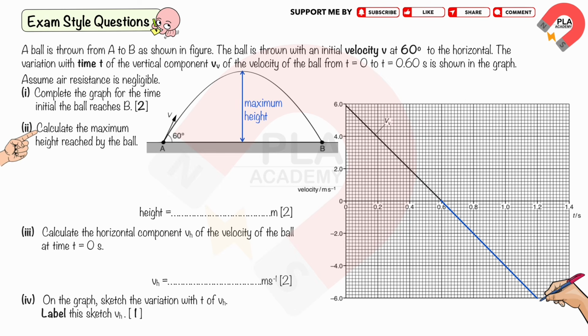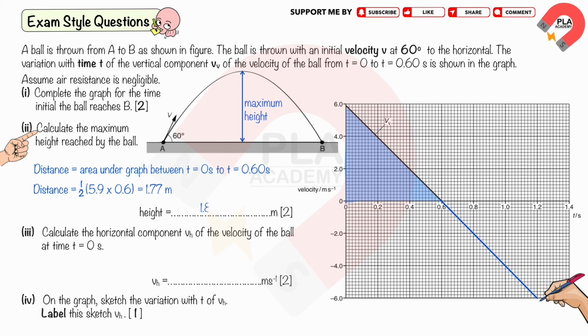2. Calculate the maximum height reached by the ball. The area under the graph of velocity-time is displacement moved. The vertical velocity is 0 at the maximum height. So, the distance moved equals area under graph between t equals 0 to t equals 0.6 seconds. This is because the vertical velocity is 0 at t equals 0.6 seconds. So, we get the distance equals half of 5.9 times 0.6 equals 1.77 meters. And the maximum height is 1.8 meters for two significant figures.